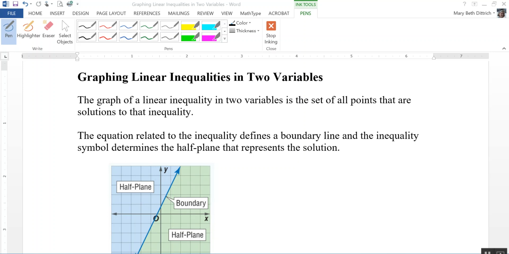This video is on graphing linear inequalities in two variables. The graph of a linear inequality in two variables is the set of all points that are solutions to that inequality. The equation related to the inequality defines a boundary line, and the inequality symbol, that is the less than or the greater than symbol, determines the half plane that represents the solution.